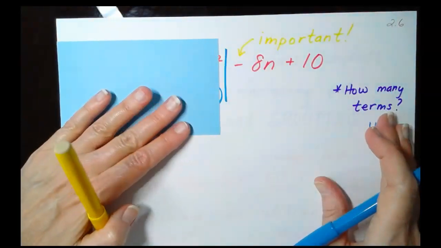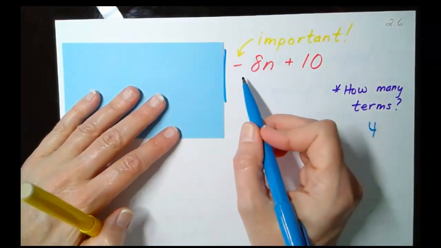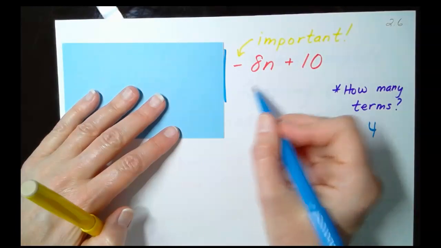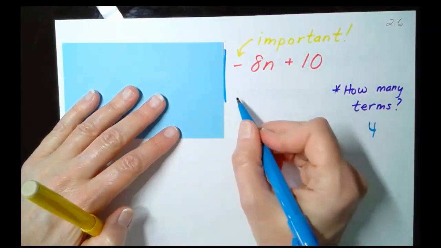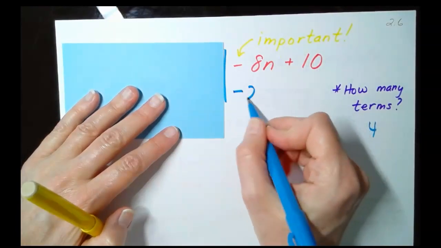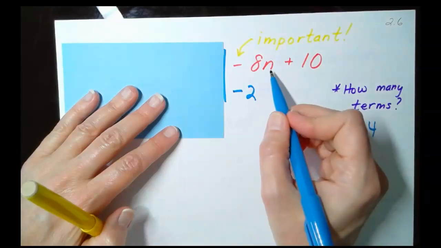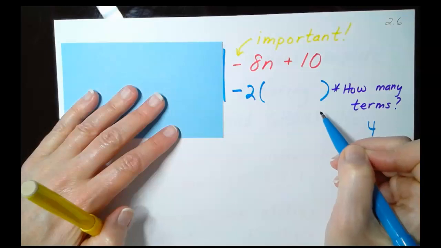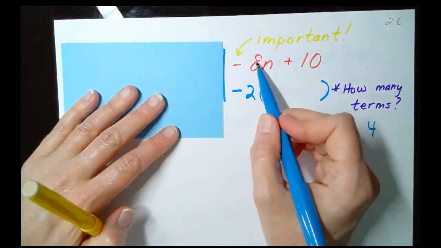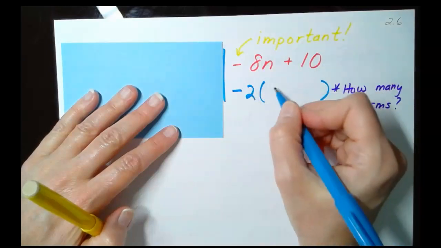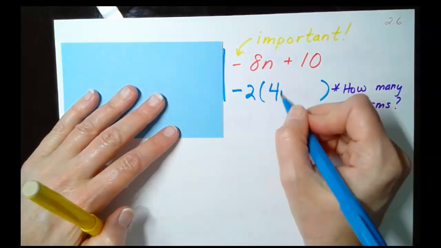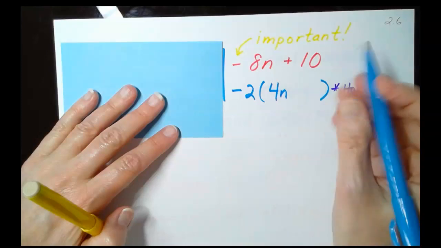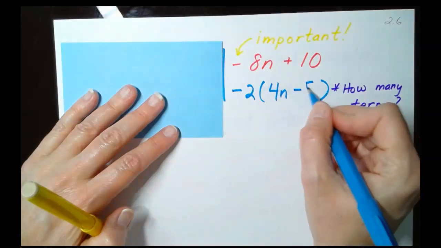Slide the card over, do it again. Remember when we have a negative up front, bring out a negative greatest common factor. Negative 8 and 10 are both divisible by negative 2. This term has an n, this one does not, so negative 2 is our GCF. What is left? Negative 8n divided by negative 2 is positive 4n. Positive 10 divided by negative 2 is negative 5.